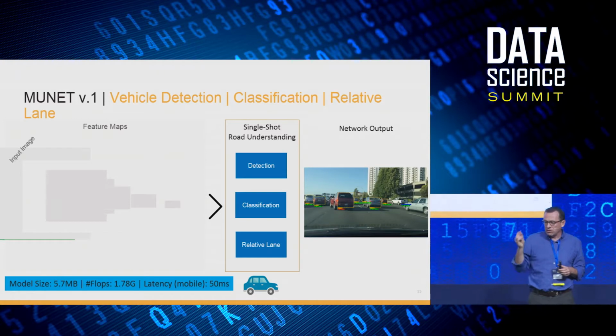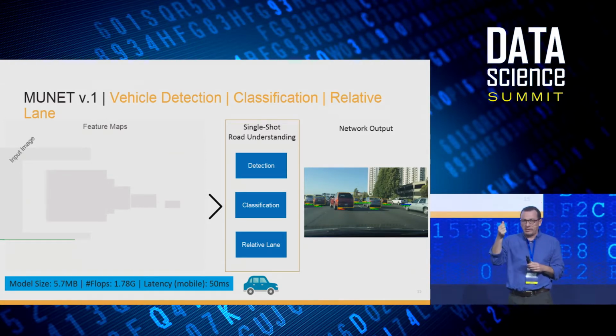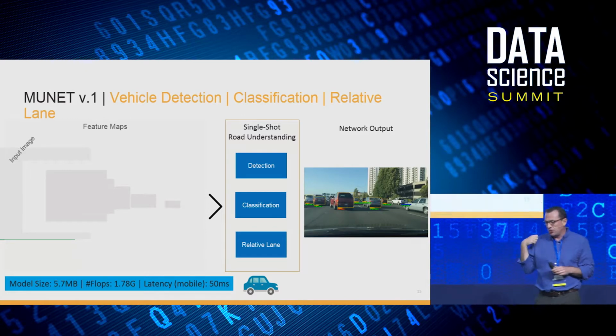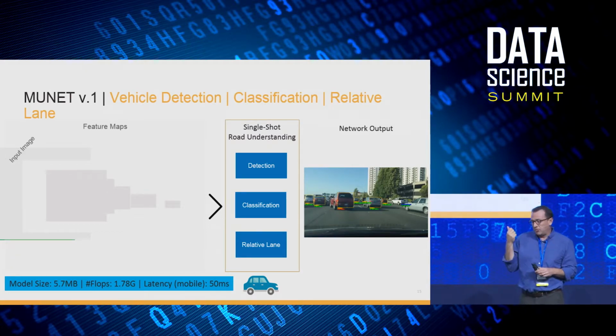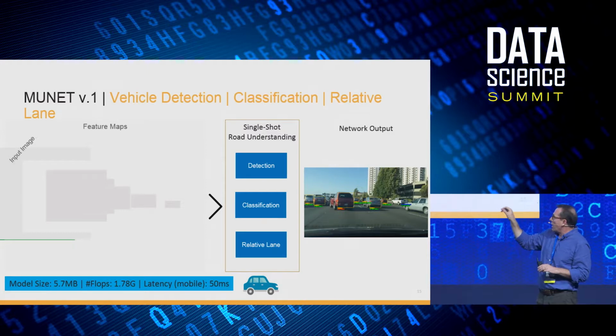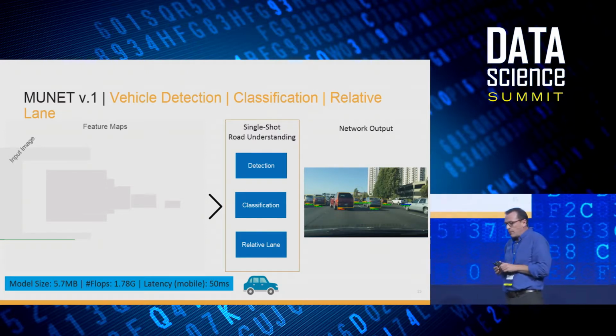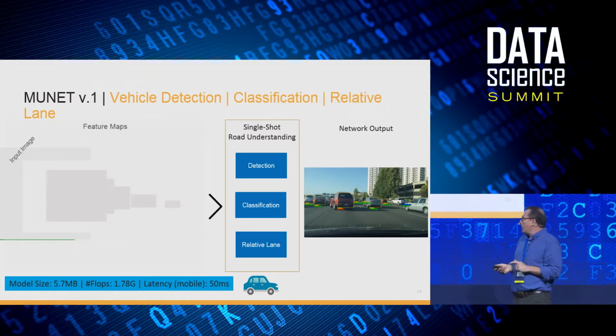One, to run a detection, then to classify. So we want to detect the vehicle, classify the type of the vehicle, and figure out if it's on my lane, the relative lane of that vehicle. This is typically done by putting different branches or different heads at the output of the backbone of the network. And the reason we want to do it in a single shot is because we want to be efficient. We don't want to do multiple passes.